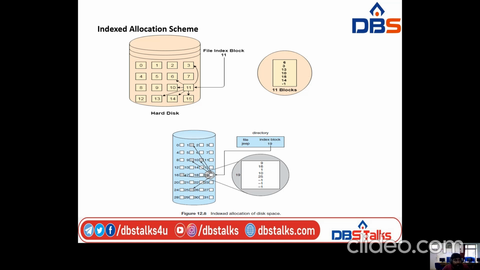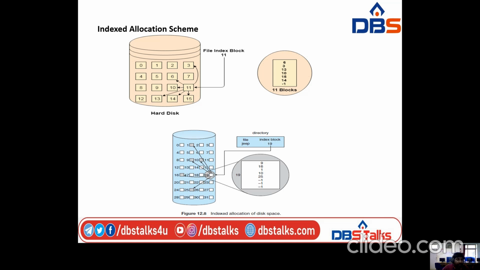Here the simple thing is, in this indexed allocation scheme, we have only one block. That block we will call the index block. In this index block, we have the various allocation blocks. If you see here, the index block is 11. So in this block, what we have is the blocks of a particular file.